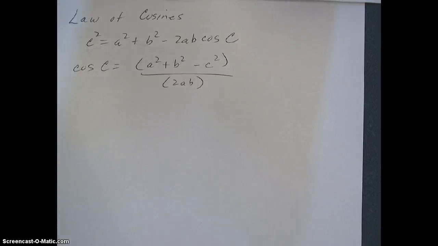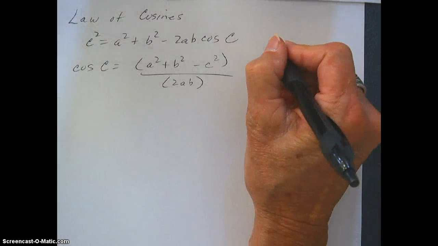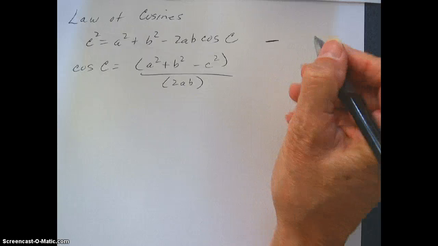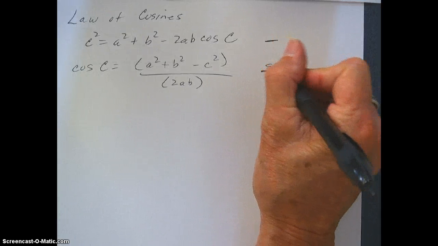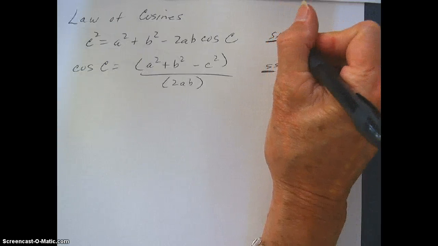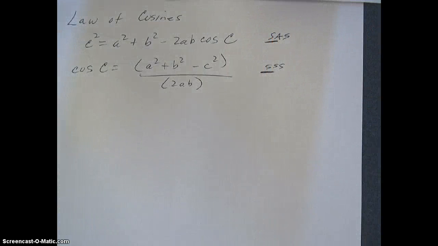The last trig that we used in solving for a triangle was the law of cosines. So write down again these two laws of cosines. We'll use this with non-right triangles. And if we're given two sides and an angle, we'll use this one. And if we're given three sides to find an angle, we'll use this one. So this will be side, side, side. This will be side, angle, side.